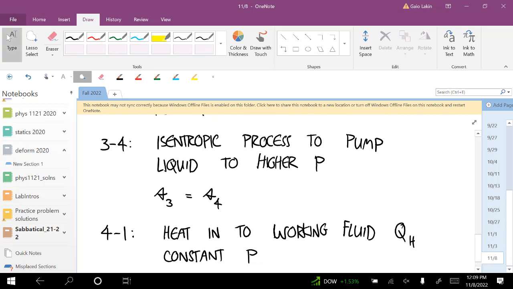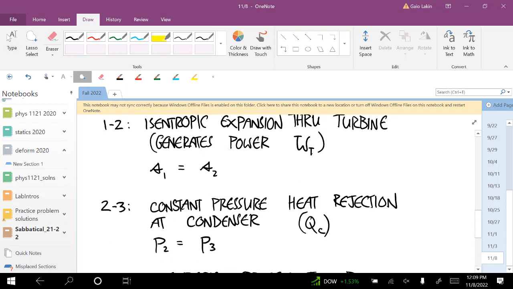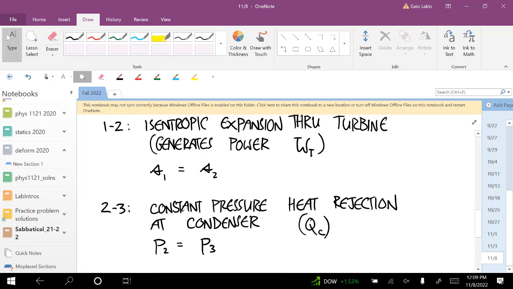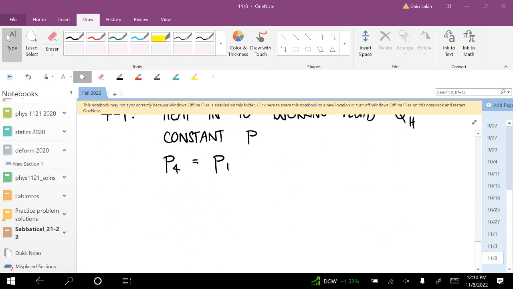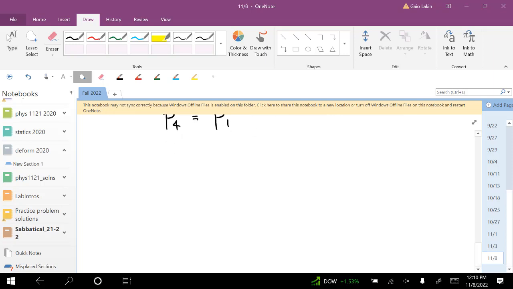These four equations here are going to be really important for getting around as we do these calculations. So we have the two isentropic processes and the two constant pressure processes. And we're going to look at this mainly with a temperature entropy diagram.